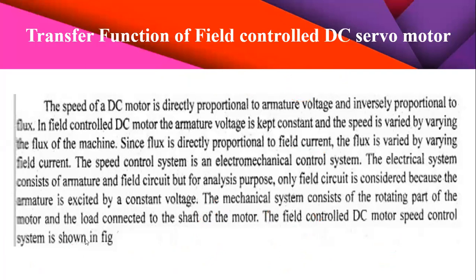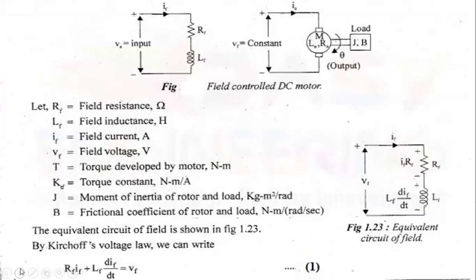Now we'll see the circuit diagram of the field controlled DC servo motor. Right. So this is the circuit diagram. This is the field winding and this is the armature winding. You can see the field winding consists of RF and LF, that is field winding resistance and field winding reactance, and the armature side is kept constant while the variation is done from the rotor stator side. Now these are the notations we are using: RF field resistance, LF field reactance, field current, field voltage, torque constant, moment of inertia, frictional coefficient.